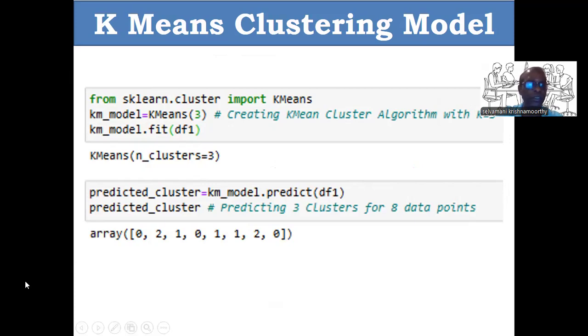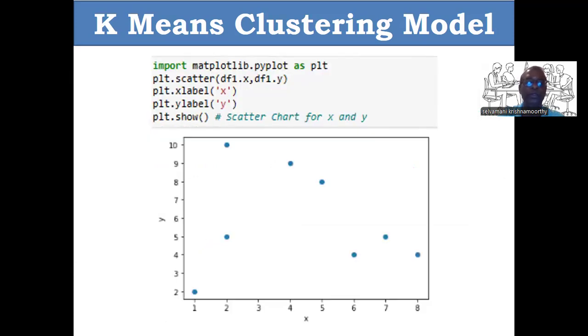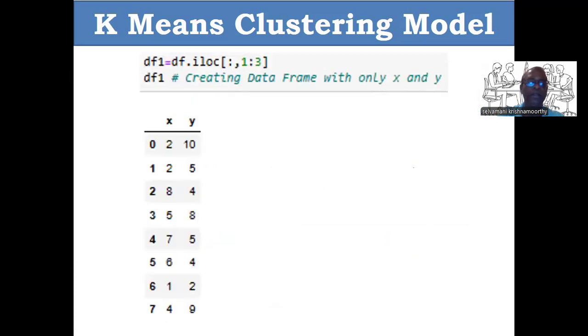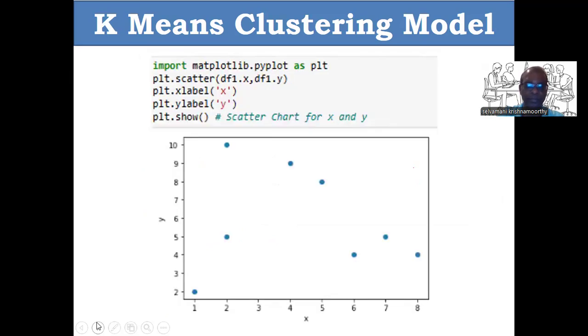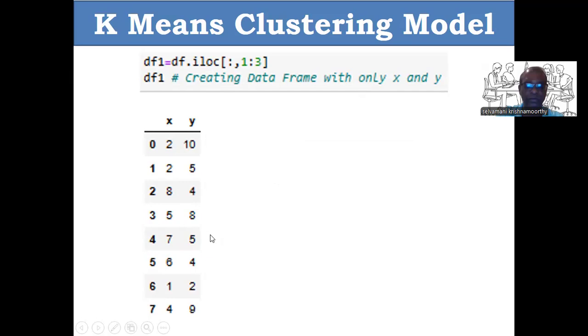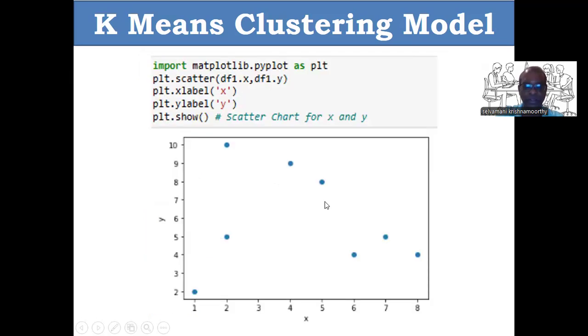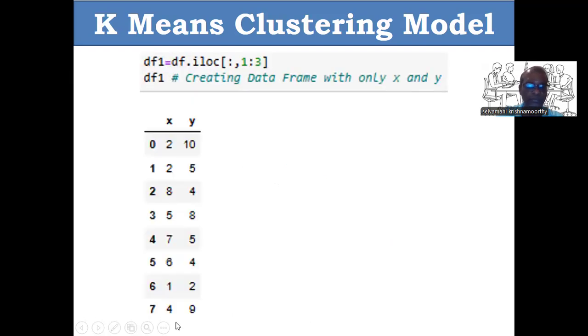First, let me check cluster 0. Counting 0, 1, 2, 3, 4, 5, 6, 7: the data points at positions 0, 3 and 7 are assigned to cluster 0. That means 0 is the point 2, 10. This is one point. 3 is 5, 8, which is another point. And this point, the 7th one, is 4, 9.